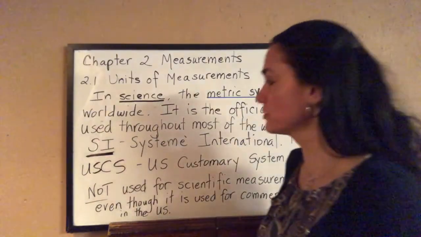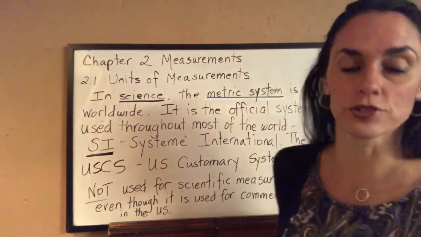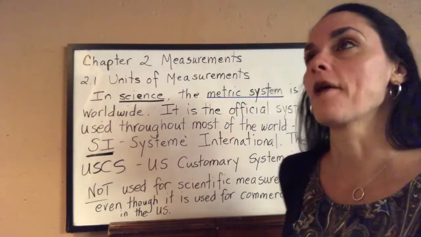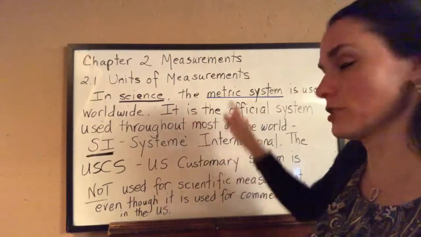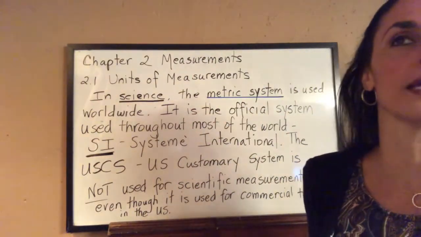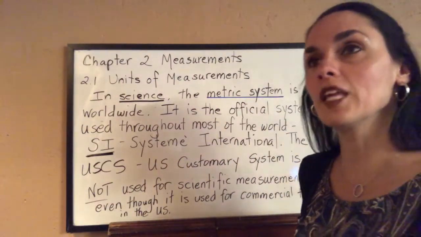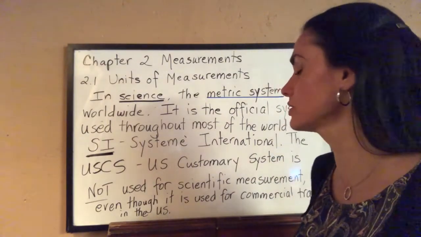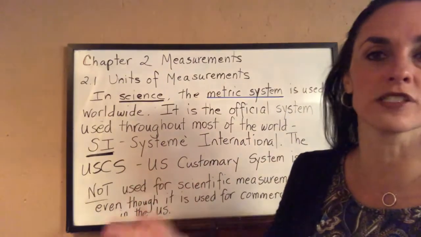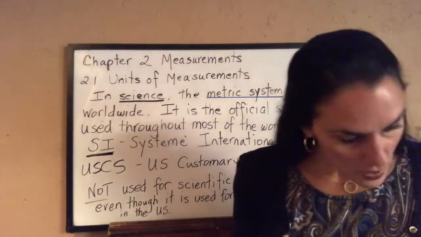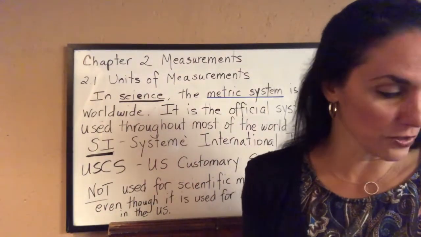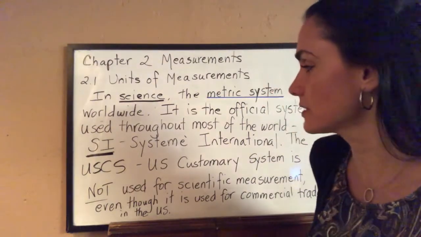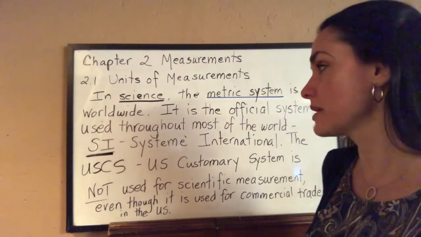So in this introductory section, we're going to be introduced to some common metric units that are used in chemistry. We will be learning the metric system also in Chapter 2 and how to do conversions within the metric system, and we will learn conversions with the metric system to the U.S. customary system and vice versa. But for scientific measurement, the metric system is used.